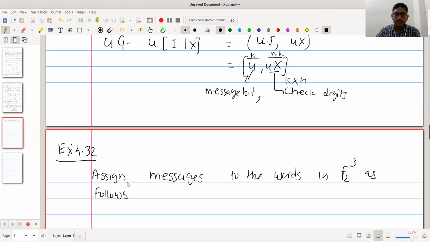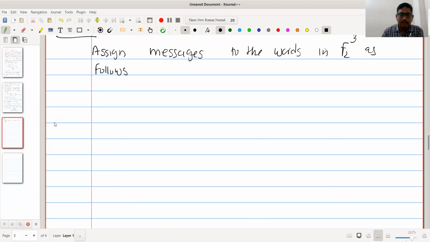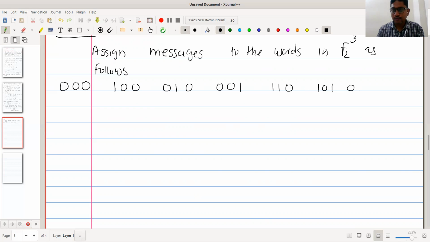This is the given statement. The question is next. Okay, I'll write F_2^3 with all its elements. There are a total of 8 elements: 0, 0, 0; 1, 0, 0; 0, 1, 0; 0, 0, 1; then 1, 1, 0; 1, 0, 1; 0, 1, 1; and the last is triple 1. So for this word, you can call it A. A is assigned to this. C is assigned to this. D is assigned to this.